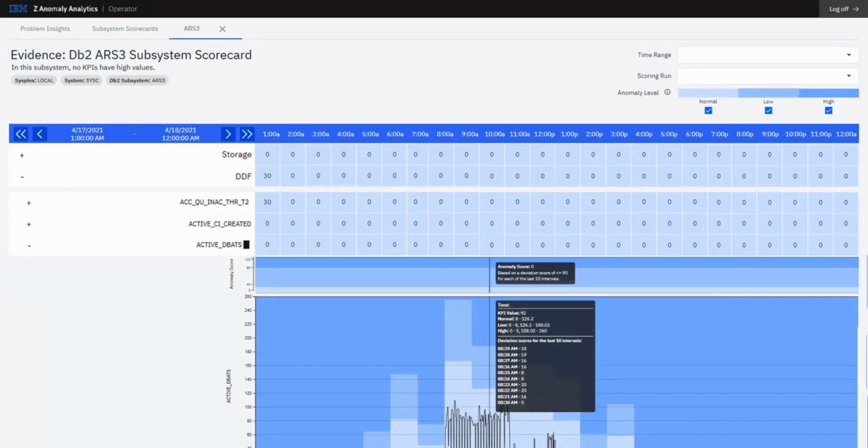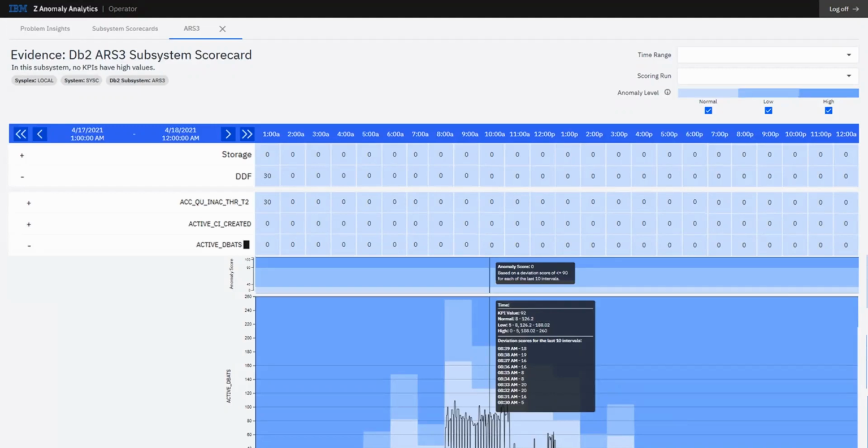This shows the anomaly scores over the last 10 intervals. The reason this is important is we're looking for trends and patterns of anomalous behavior. We're not looking for a single data outlier. In a lot of cases, we've found that IBM Z data can be very spiky. We don't want to look for just a single outlier. We want to really look for those trends and patterns. So we can see what the actual KPI value is at this point in time, what's in the normal range, and what would be considered a low or high anomaly.